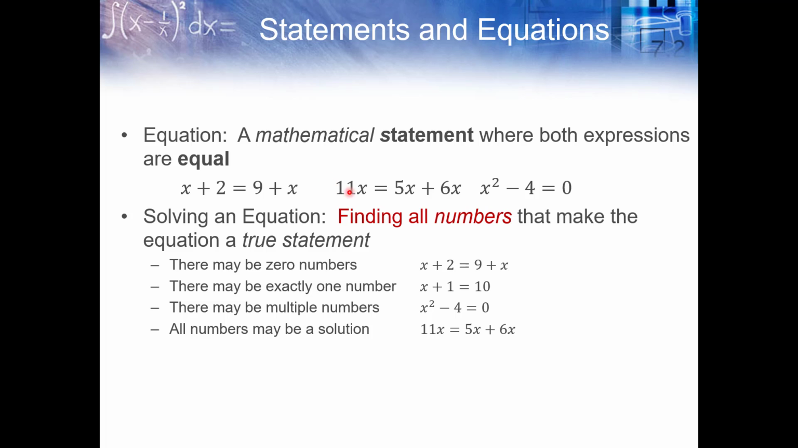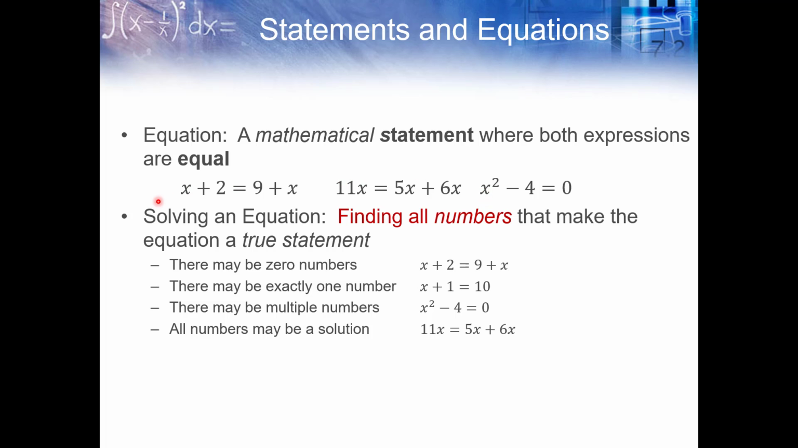Now, if you look at this statement right here, this is also a statement. It says 11x is equal to 5x plus 6x. And this statement happens to be true for every single x that you put in there, where x can be a real number. And finally, we have this statement here, which says that x squared minus 4 is equal to 0. It turns out that this statement is true when x is either equal to 2 or minus 2. If x is equal to 0, it is false. If x is equal to 1, it is false. So basically, the truth of this particular statement is conditioned upon the value of x.